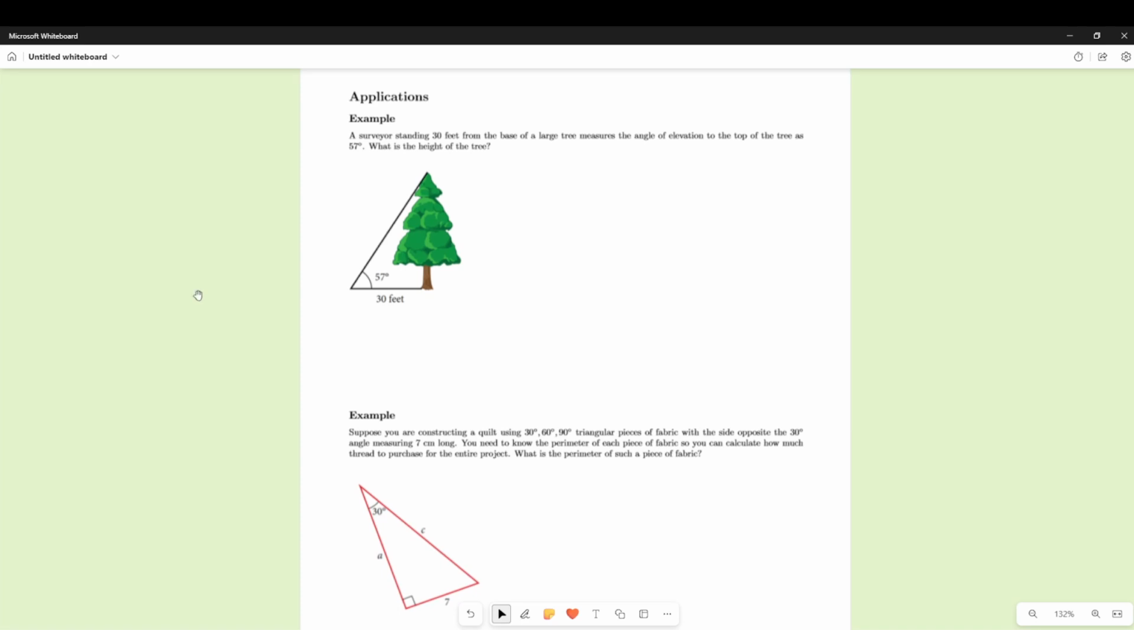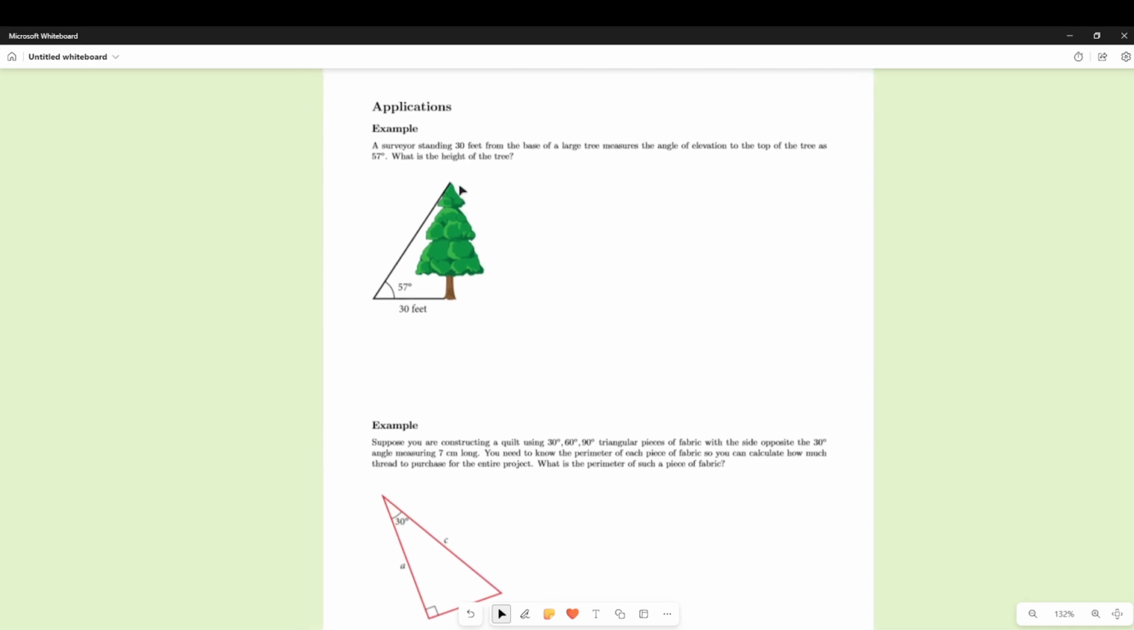So a surveyor standing 30 feet from the base of a large tree measures the angle of elevation to the top of the tree as 57 degrees. What is the height of the tree? You'll see a lot of these height type problems or these surveying type problems. They just give us a nice visual reference to what we're doing. So we want that height.